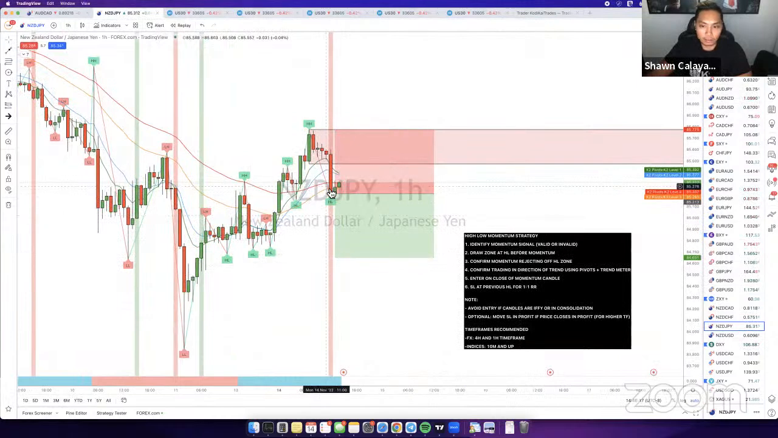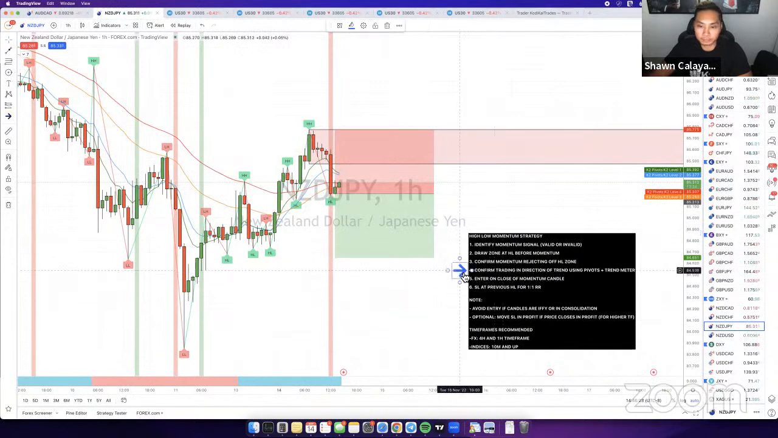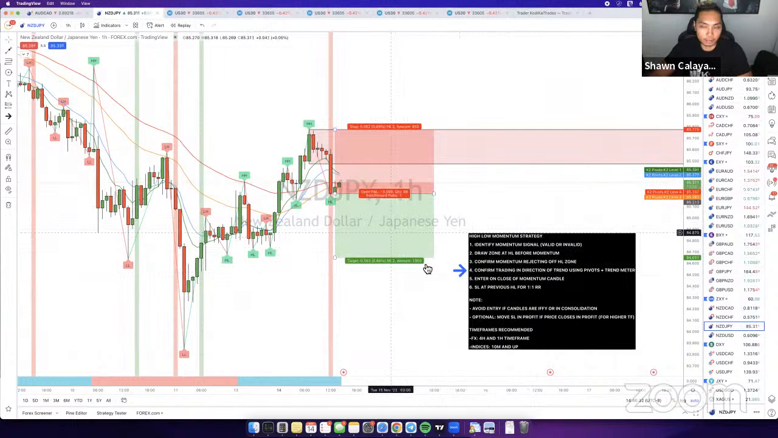So basically right here, first requirement, momentum signal. Second requirement, there's a zone right here. Third requirement, this momentum is pushing away from the zone. Fourth requirement, confirmed trend. This is actually not met. So with this not being met, it's going to be difficult for us to take this trade here.